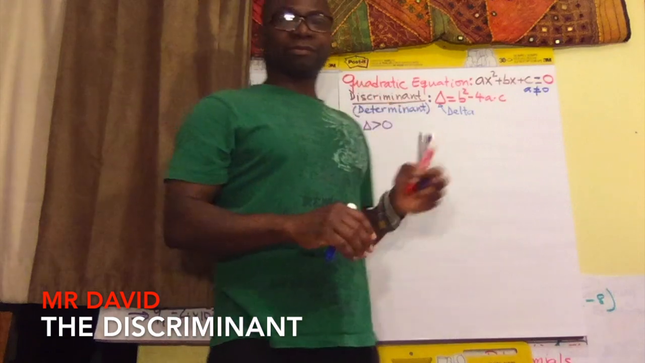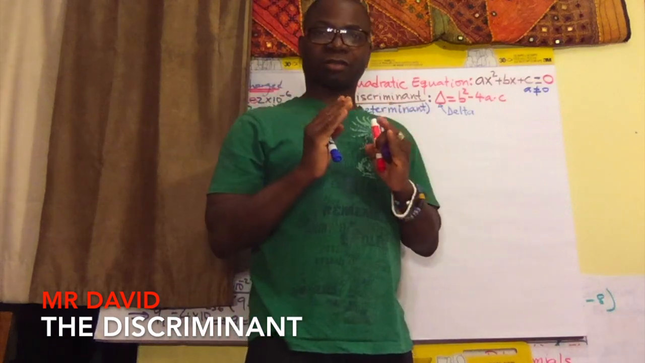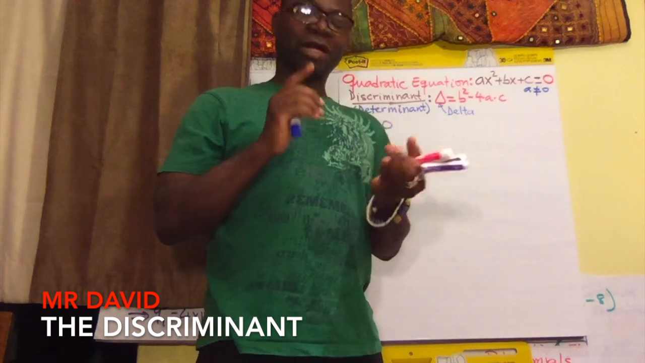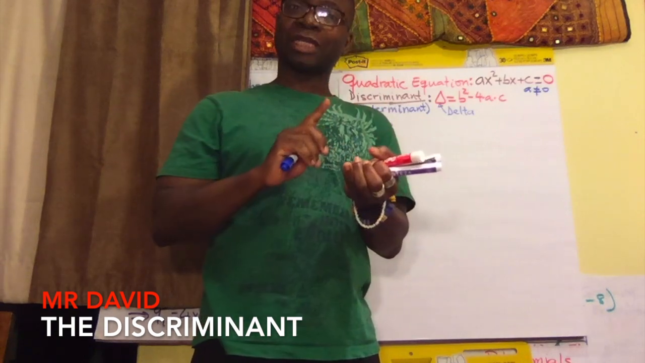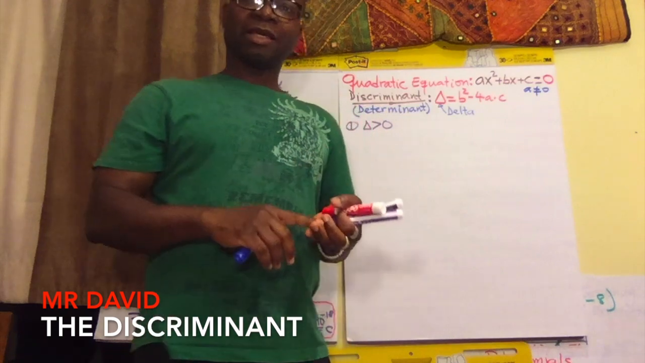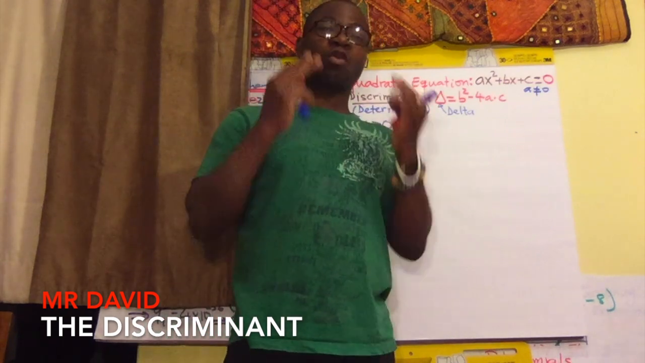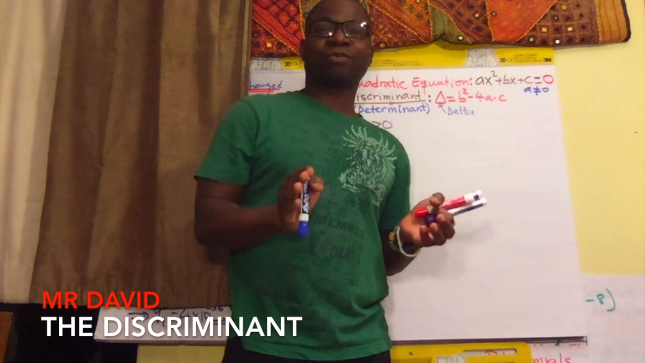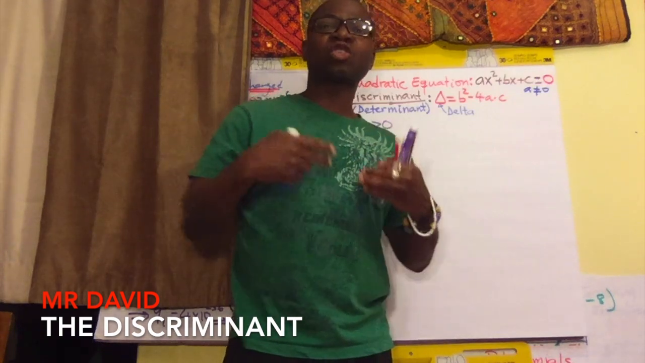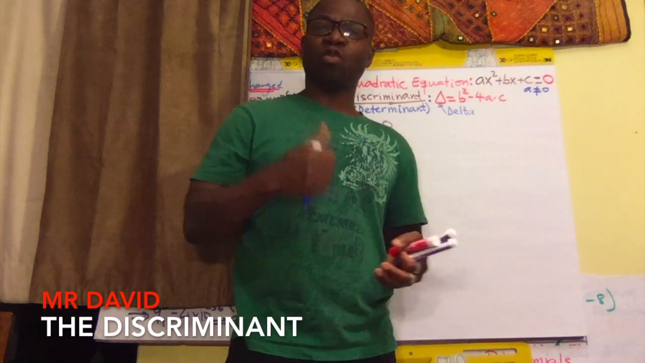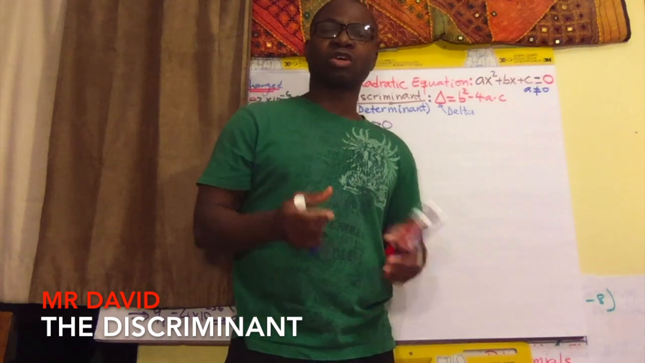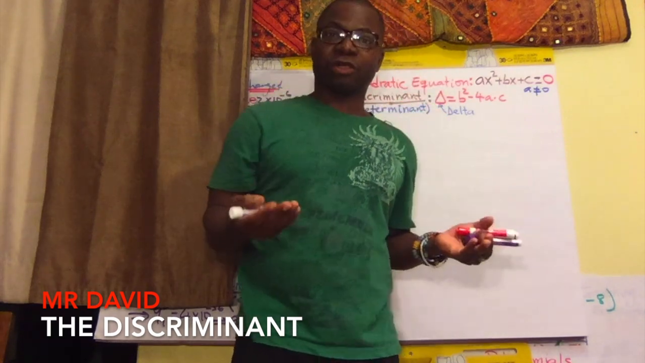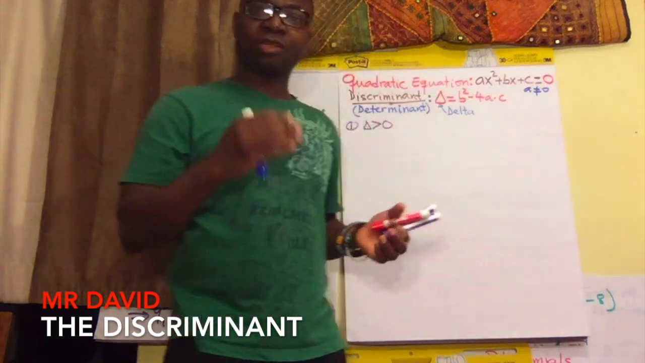The discriminant is this part of the quadratic formula that you're going to learn later. What does it do? The discriminant is also known as the determinant. It allows you to determine if your quadratic equation has a solution, if it's possible to solve it, and if it has a solution, how many solutions it has. Is it one solution? Two solutions? Or no real solution, in the real world? So that's what the discriminant does.